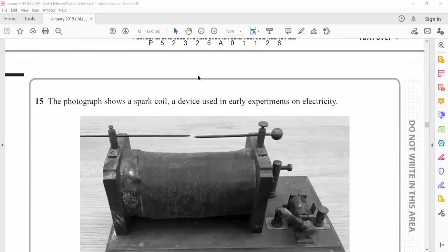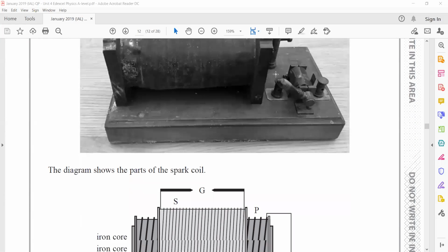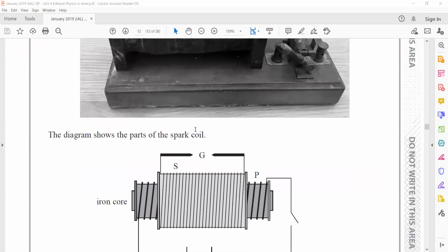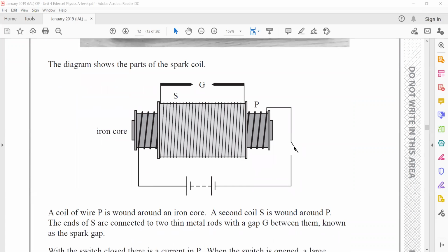The photograph shows a spark coil used in an early experiment on electricity. The diagram shows a part of the spark coil. It uses the principle of electromagnetic induction. We have a supply, and a current passes through this. There's a change in the magnetic field the moment we close the switch. So it magnetizes the iron core, and the change in magnetic field of the iron core will produce an EMF in the secondary coil, and this will produce a spark here.